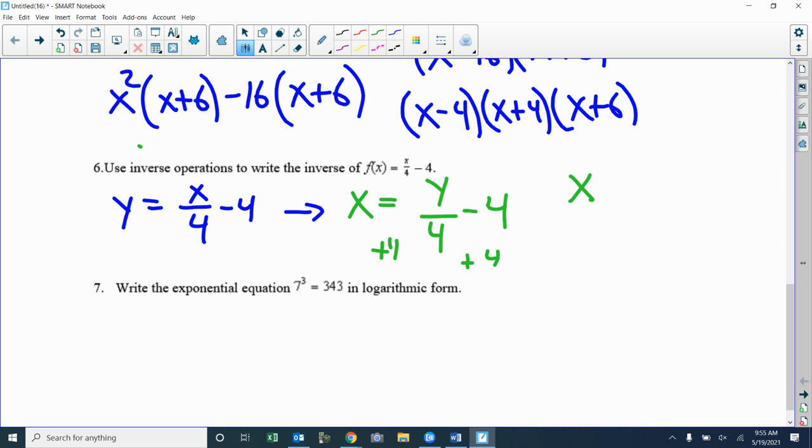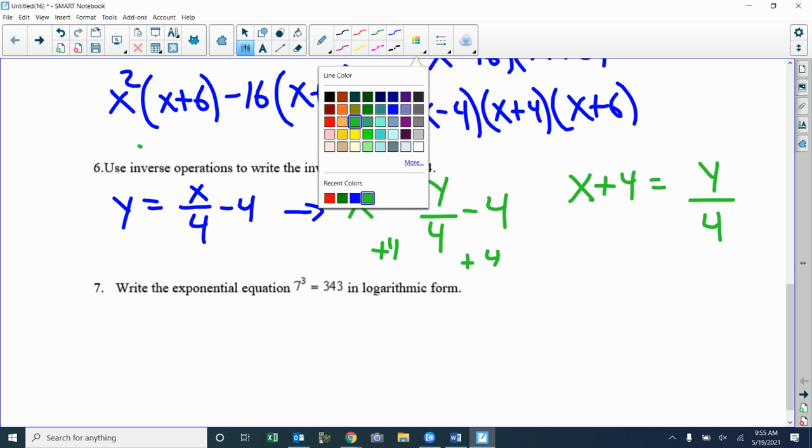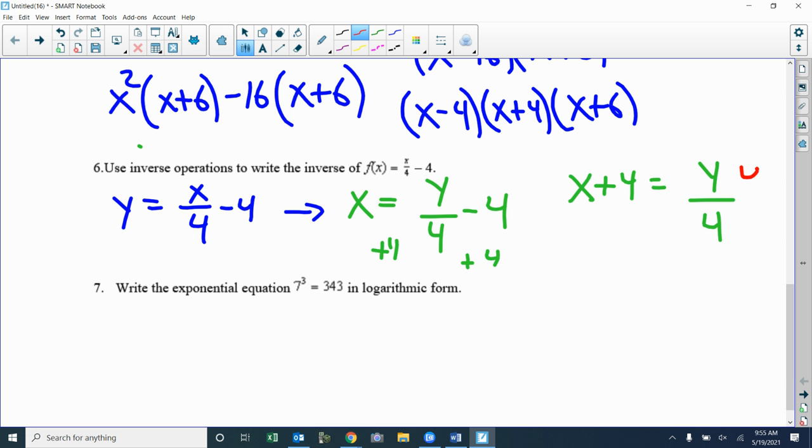So now I have x plus 4 equals y over 4. And now I will get rid of that 4 by multiplying top and bottom. So that's going to cancel, but here I'll have to multiply by 4. Distributing, 4x plus 16, and that would be my inverse of that original function.